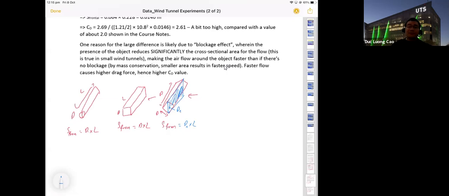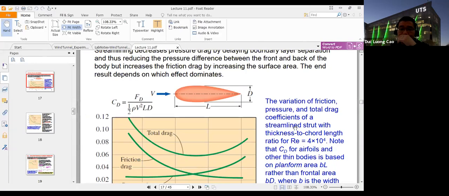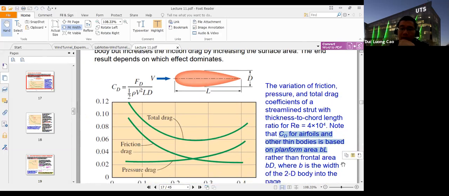But it's going to be different for raindrop. For raindrop, you can have a look in the lecture 11 slide. Raindrop, or airfoil, or thin body. CD for an airfoil or other thin body will be based on the planform area rather than the frontal area. So S frontal in the equation will be replaced by the planform area.